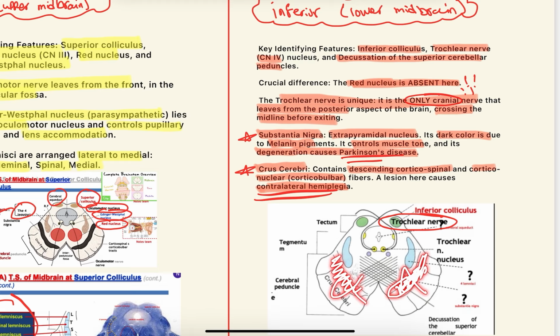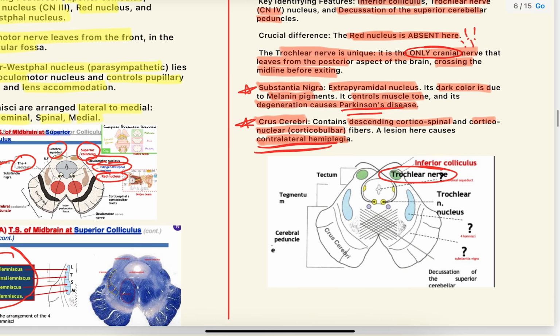Now, if this was removed, what will happen here? Parkinson disease. And then I also see the crus cerebri in this case. Crus cerebri, we mentioned it multiple times. What will it have? The corticospinal tract and the corticobulbar tract. And if there's any issue in it here, it will lead to contralateral hemiplegia, which is paralysis of the opposite side of your body. So it will be paralysis of one side of the body, which would be opposite, contralateral in this case.